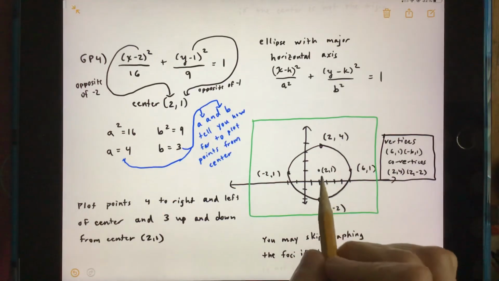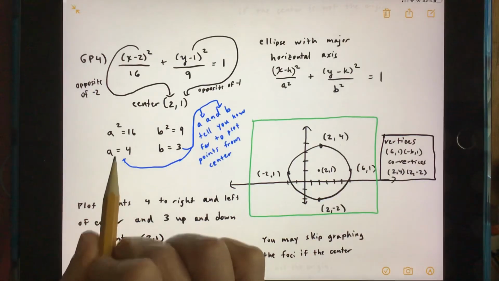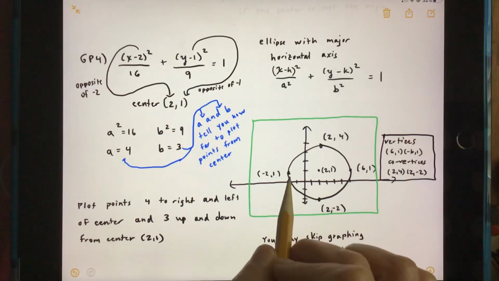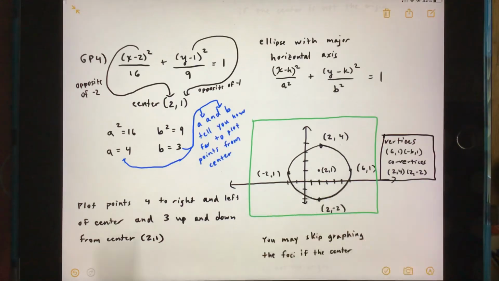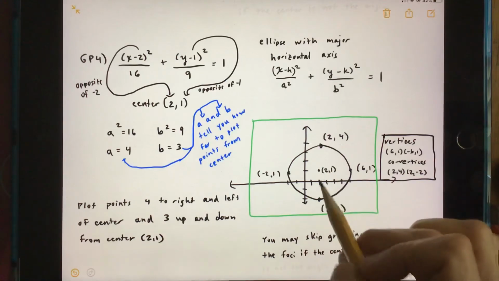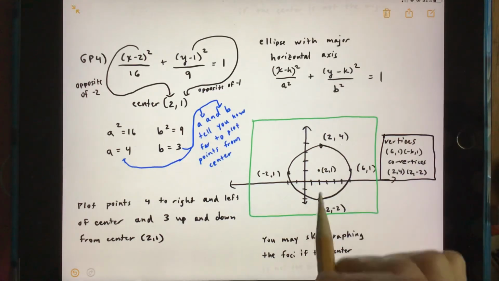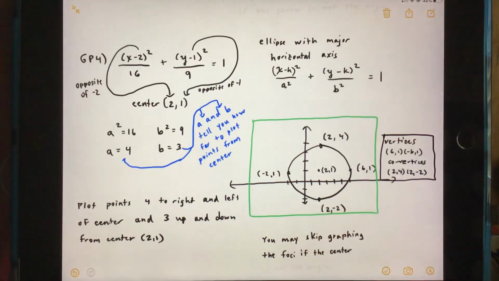So starting at our center point, I know that I have to go 4 to the right, because my a tells me that I have to go 4 to the right and 4 to the left of the center. That's going to be my major horizontal axis. And then I'm going to use the smaller number to go up and down, because that's going to be my minor axis for this ellipse. So up 3, down 3, and I'm going to go ahead and label all those points that I have determined with the correct ordered pairs.